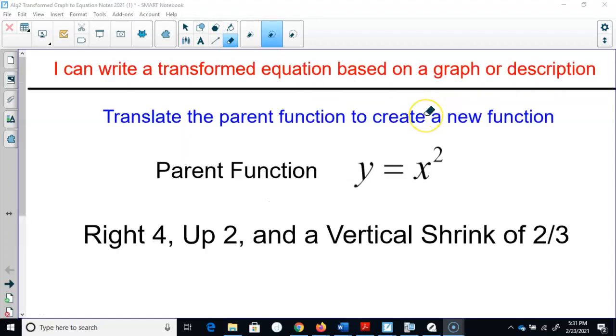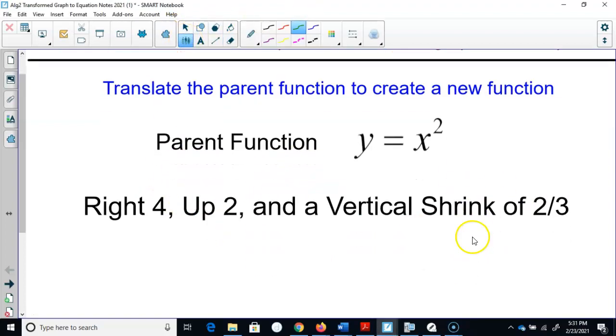Hi, Algebra 2 students. Today, our goal is that we can write a transformed equation based on a graph or a description. We want to translate this parent function to create a new function. The parent function is y equals x squared. We want to be able to go right 4, up 2, and a vertical shrink of 2/3. Now, in order to do that, ladies and gentlemen, we want to think about what's happening.